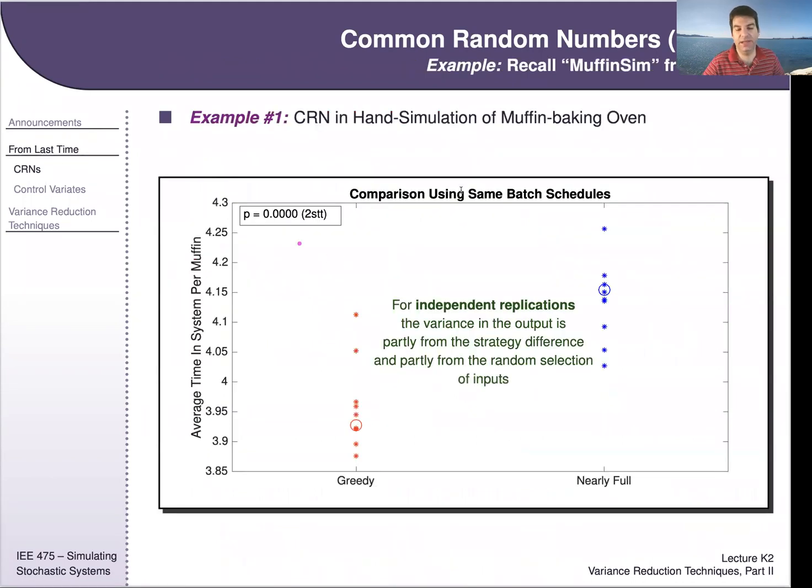So the example of this from the muffin sim... I'm sorry, I got a question here. Could I explain if and how this variance equation is uniquely used in specifically CRNs?